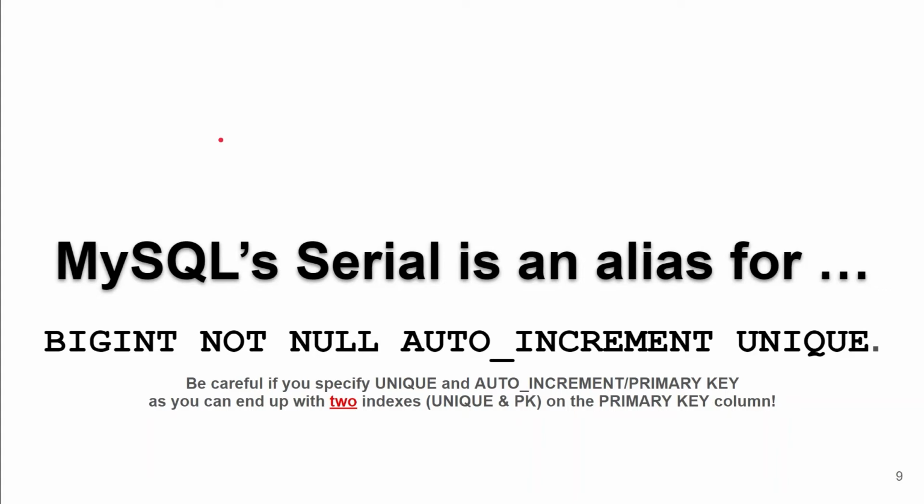Now, MySQL also has a serial keyword, but it's an alias for big int, not null, auto-increment, and unique. Now, be careful when you specify unique and auto-increment / primary key. They're not mutually exclusive, but they probably should be. You can end up with 2 indexes on the unique and primary key column when you're going to want just to be the primary key.